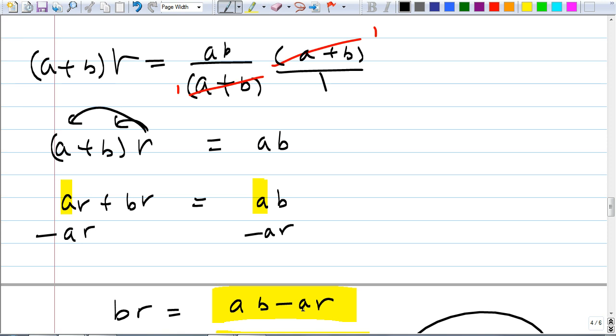A parentheses B minus R. Same thing. What property is he using? Because he's correct. That's really good. We're using what property?